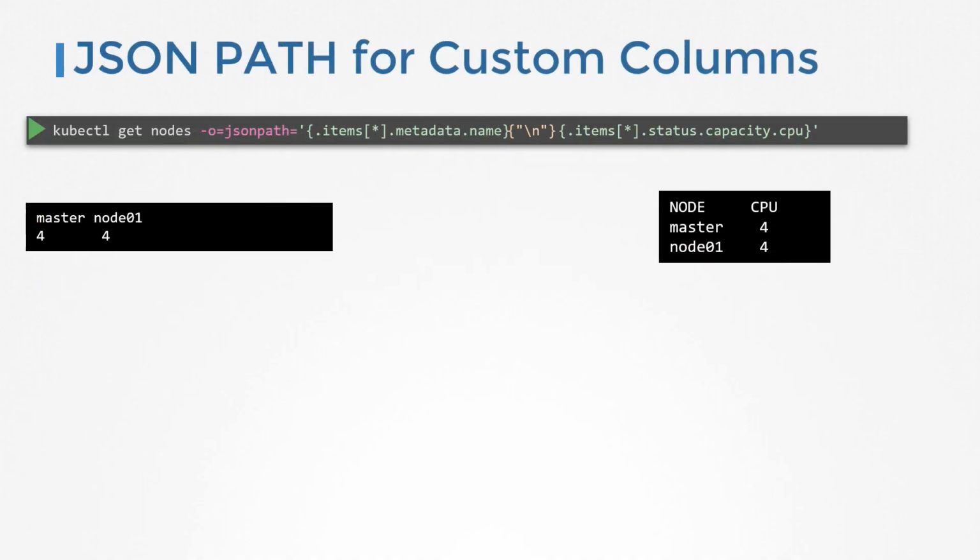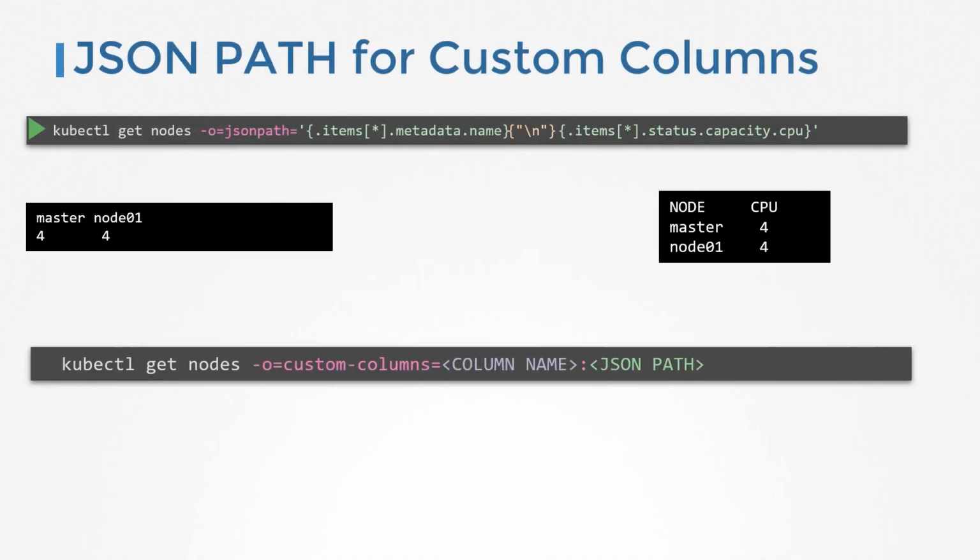You can also use JSON path for printing custom columns with kubectl. At times, this is an easier approach when compared to using the loop method. Let's take the previous example where we used the JSON path option to print node names and CPU capacities. What we really want is to print them as separate columns, one column with the node name and another with the CPU count. Instead of using the JSON path option directly with the command, you could use the custom columns option of the kubectl command.